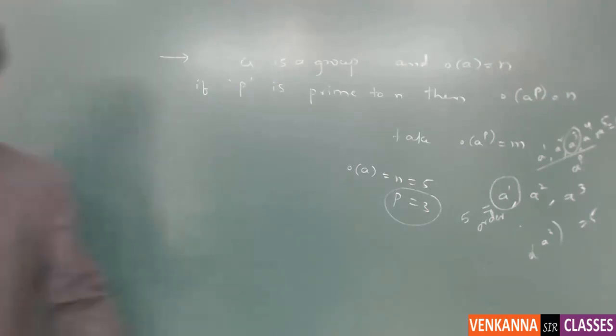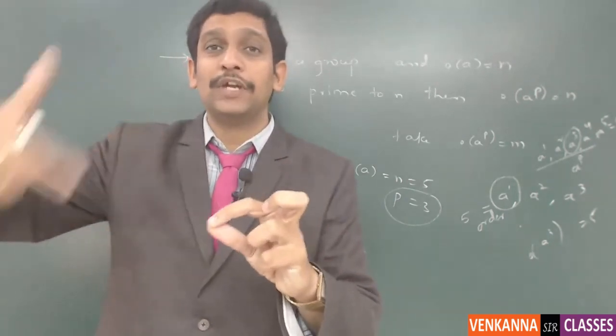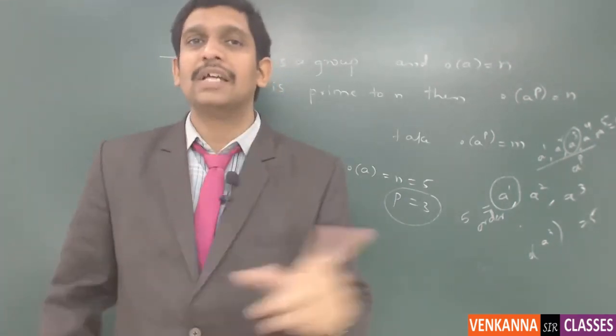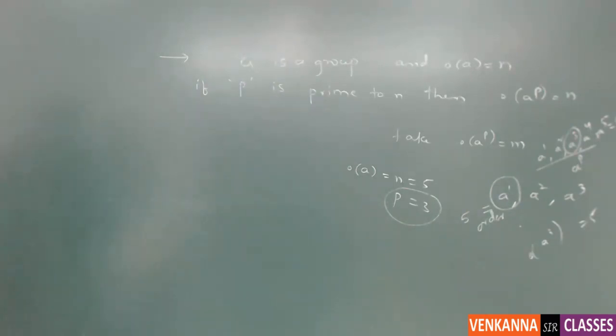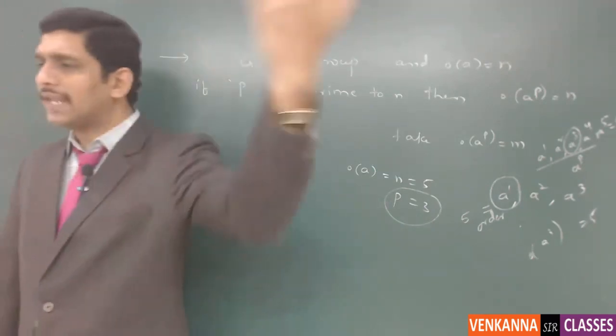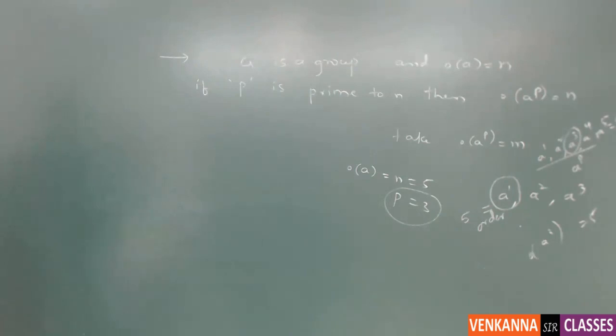That means if you consider A cube into A cube into A cube into A cube, 5 times, then you will get identity. Now is that clear? So you can take a power less than n or more than n, whatever the case may be. Any power you can consider. Right.